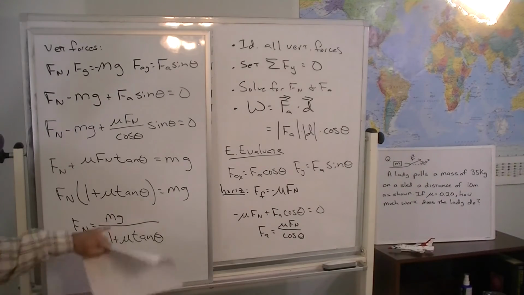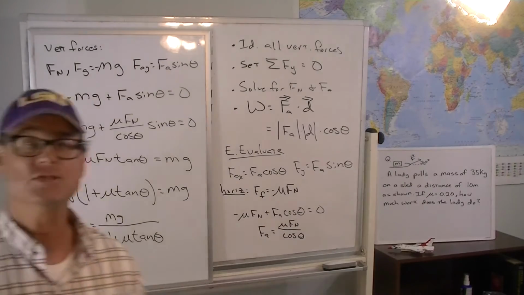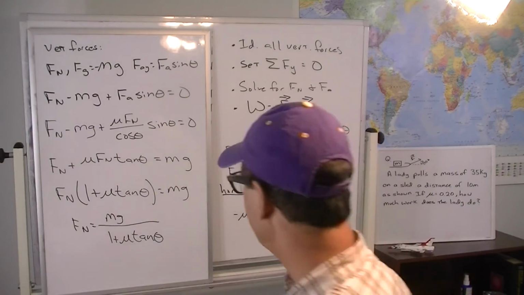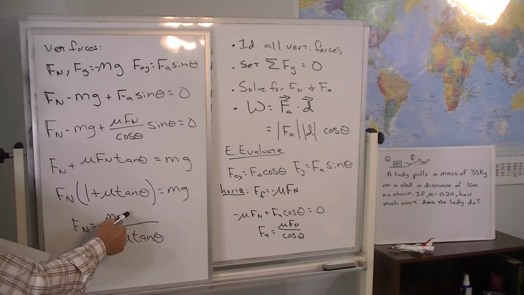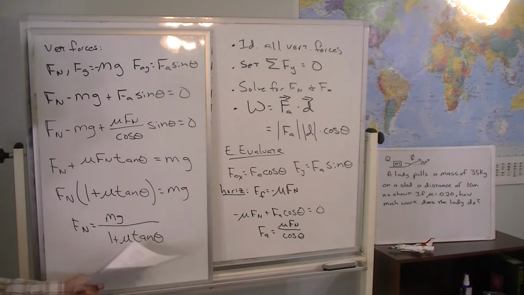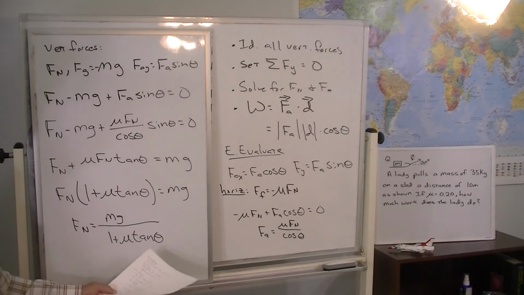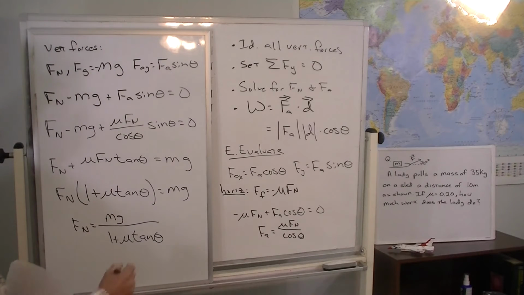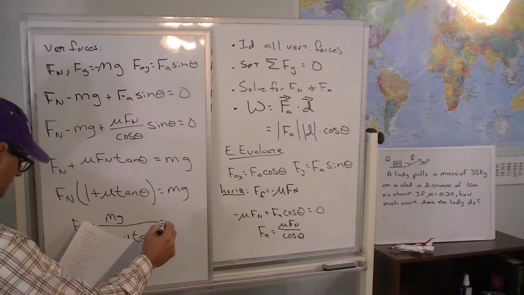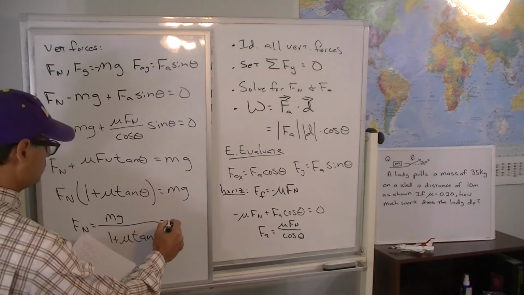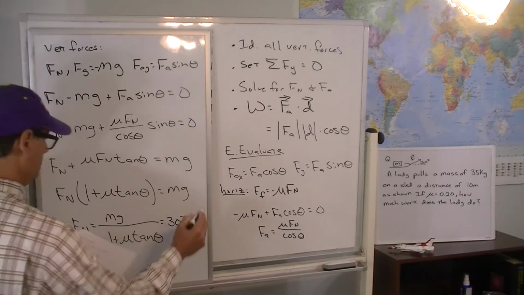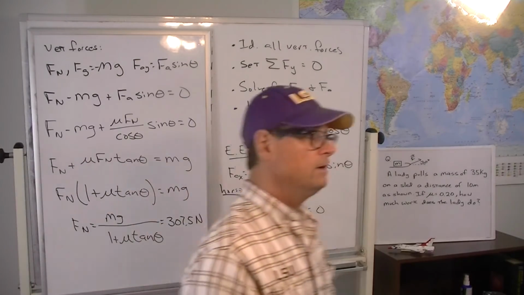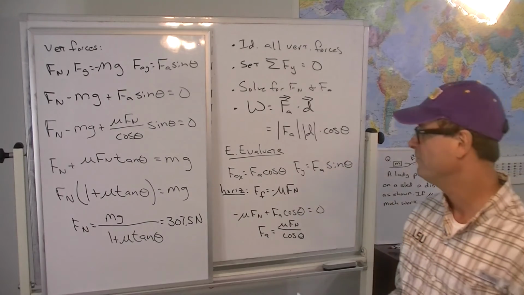Okay, so all this alphabet soup, we can just substitute in numbers that we know now, right? The mass was 35 kilograms. The acceleration of gravity is 9.8 meters per second squared. And then this factor in the denominator is unitless, so that when we do all this, we come out that the normal force is 307.5 newtons.